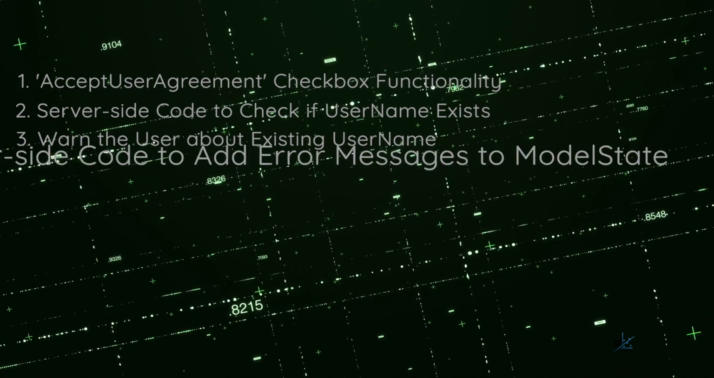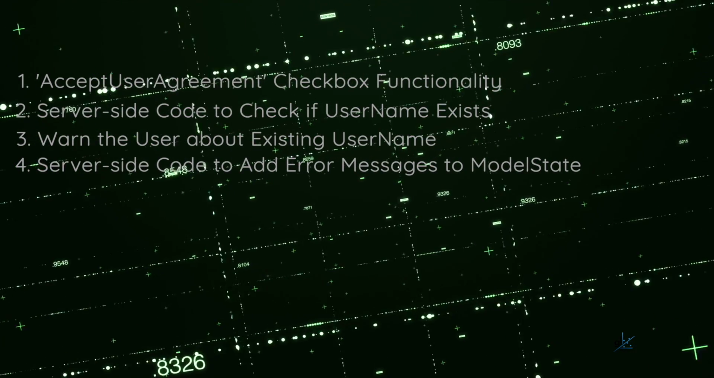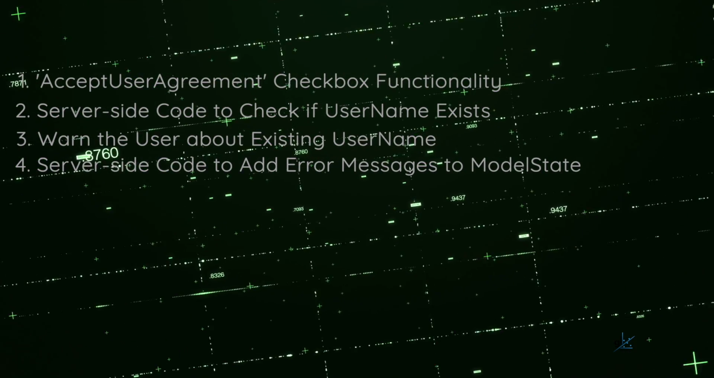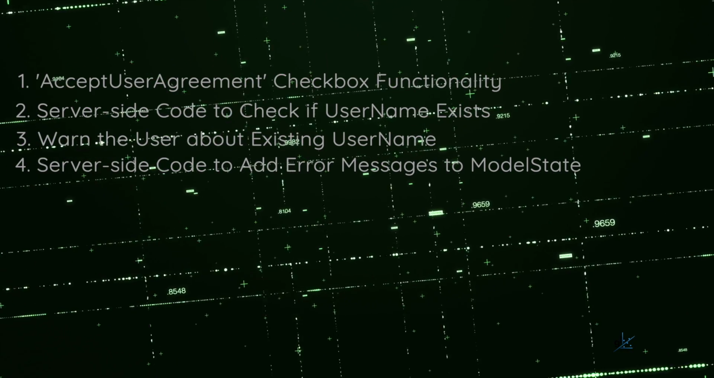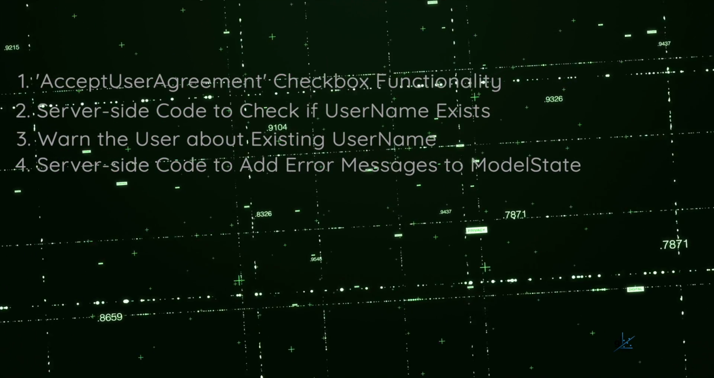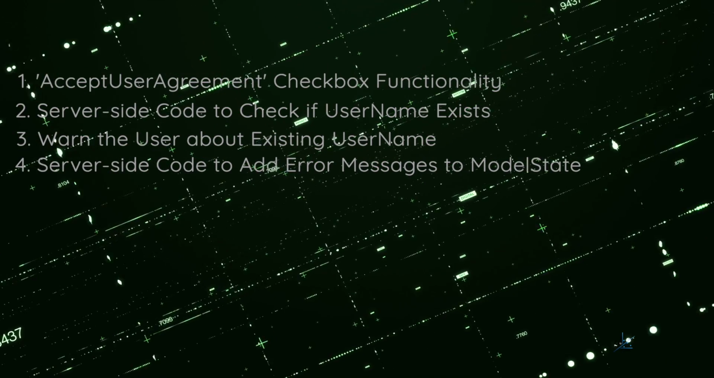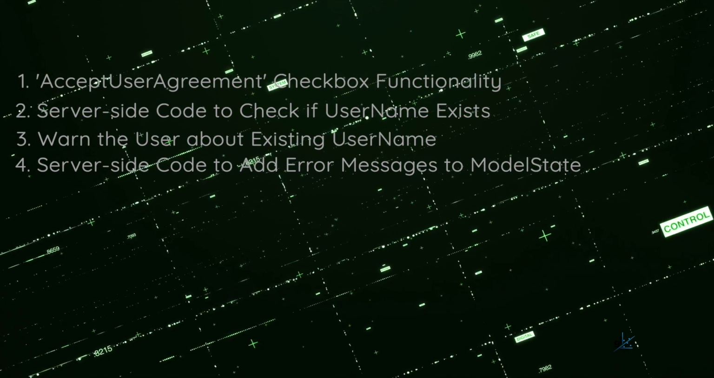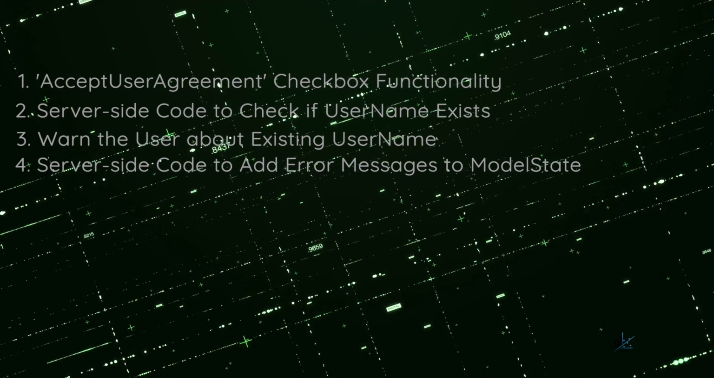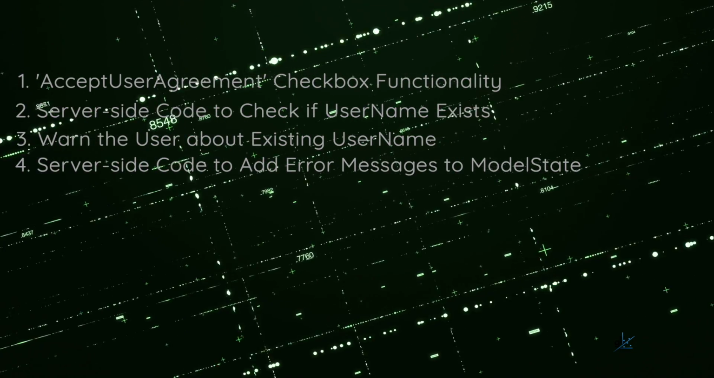Section 4. Server-side code to add errors to the ModelState object. In this section, we'll ensure that instead of just presenting the user with the currently hard-coded error message, i.e. registration attempt failed, we add all errors stored within the identity result object to the ModelState object.